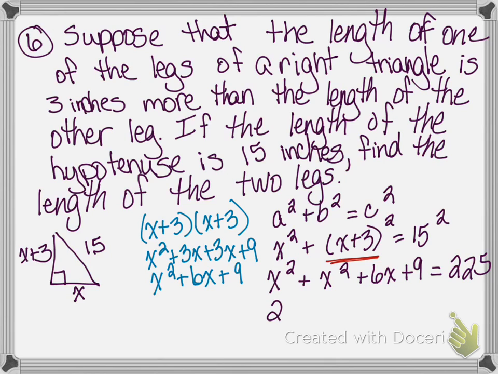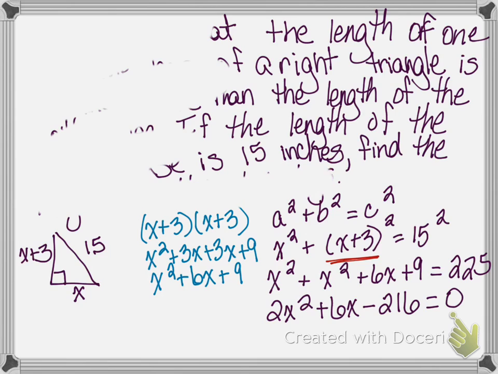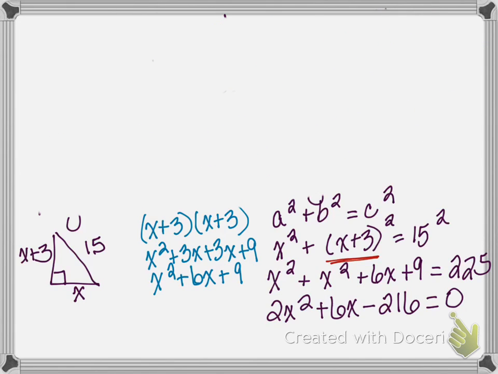So I'm left with 2x squared, I've just gone ahead and combined those, plus 6x minus 216, because I have subtracted 225 from both sides. And we get very excited. Why are we excited? Even numbers. That means I can divide everything by 2. I'm left with x squared plus 3x minus 108.